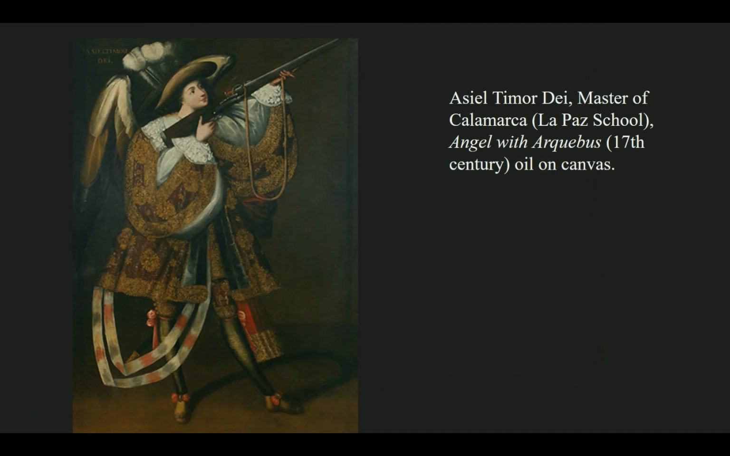Okay, so here's Esiel Timerde, master of the La Paz school. So we're heading into Peru. And this artwork, we're in our 17th century, and so we're actually more in the Baroque period. So this is arguably Baroque. It has Baroque elements. Consider our tenebrism, our lack of a background. Of course, we're very geographically removed, and so there are going to be some differences.